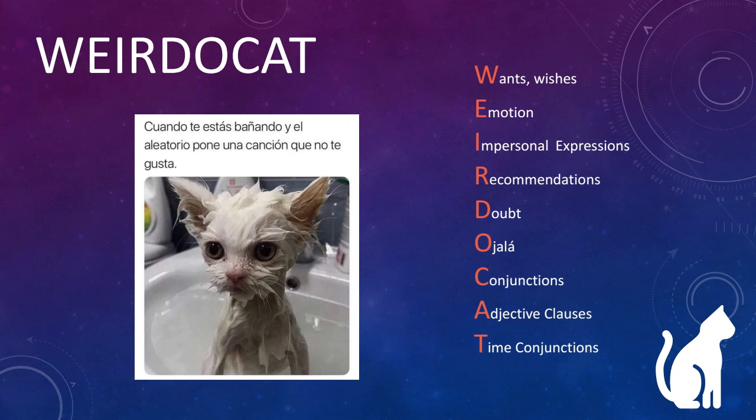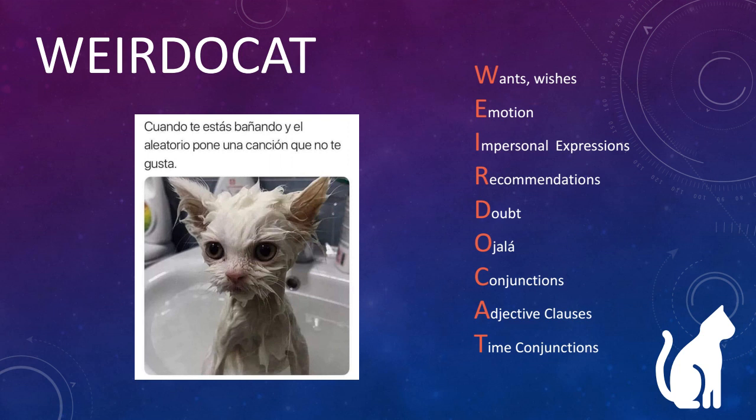You'll see the W in WEIRDO CAT represents wants and wishes. We're going to talk about that this year. E stands for emotion. The I stands for impersonal expressions. We'll also talk about impersonal expressions this year. R is for recommendations. D is for doubt. O is for ojalá. C is for conjunctions. A is for adjective clauses, and T is for time conjunctions.